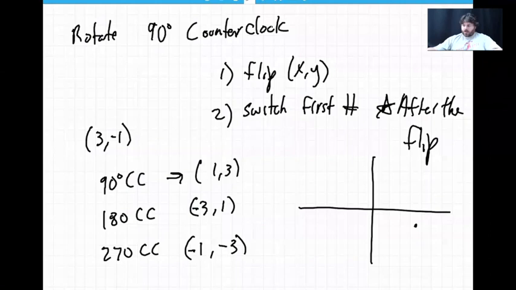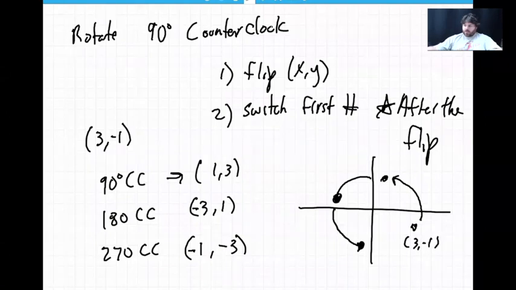Just think about this picture. 3, -1 is here. A 90-degree rotation counterclockwise gets you to here. Another 90 degrees gets you to here. And another 90 degrees gets you to here. And those are those 4 points, right? This is 3, -1. This is 1, 3. This is -3, 1, and this is -1, -3. Straightforward.